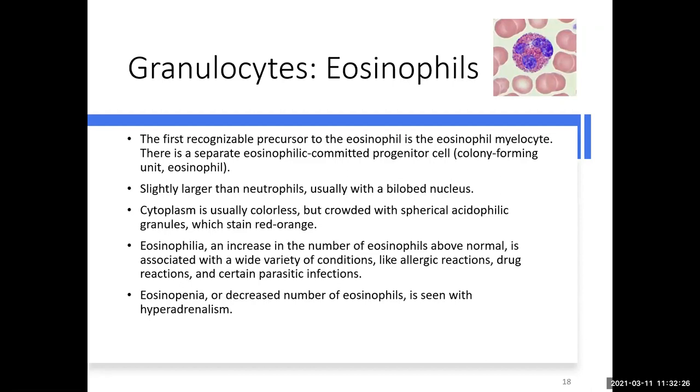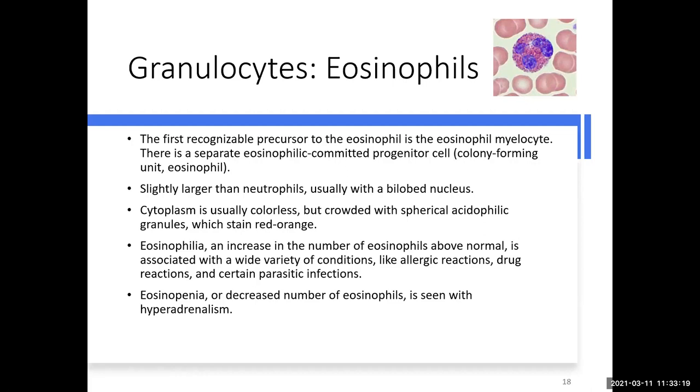Another granulocyte is the eosinophil. And of course, it too goes through that maturation line, starting with the myelocyte, and then it progresses into a normal eosinophil. It's going to resemble a segmented neutrophil, with the exception that the cytoplasm is going to have all of these large granules that stain a red, orange, pinkish color. And when you see an increase in these, it's usually associated with allergic type conditions, drug reactions, sometimes parasitic infections.